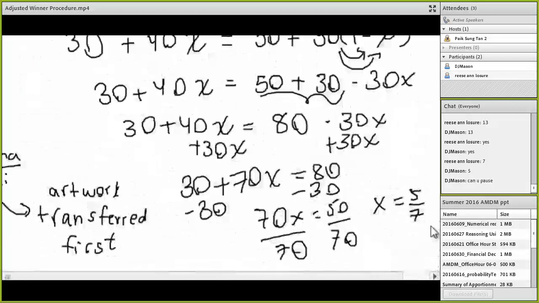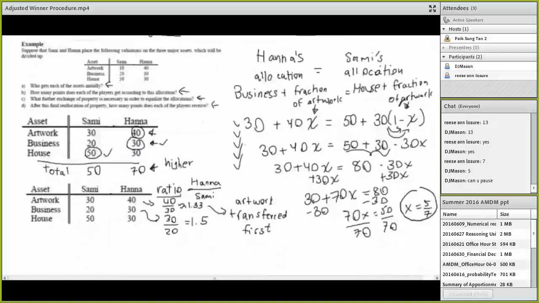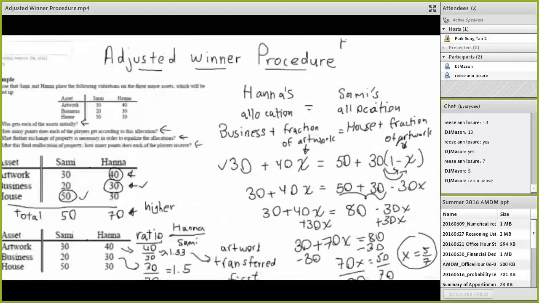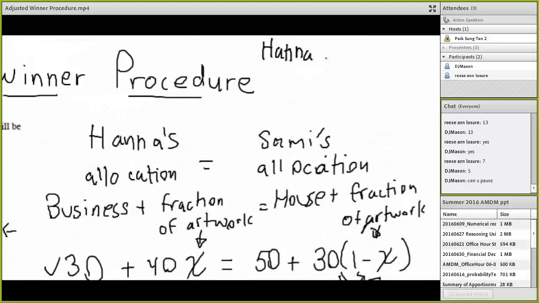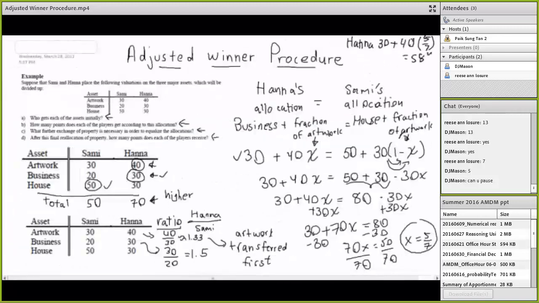Whoops, sorry about that. That is actually whose fraction of the artwork? Well, it's actually Hannah's fraction of the artwork. So we know that Hannah will get 30 for the business. So we have Hannah at 30 for the business plus 40 times her fraction of the artwork, which was 5/7, and that will equal 58 and 4/7.